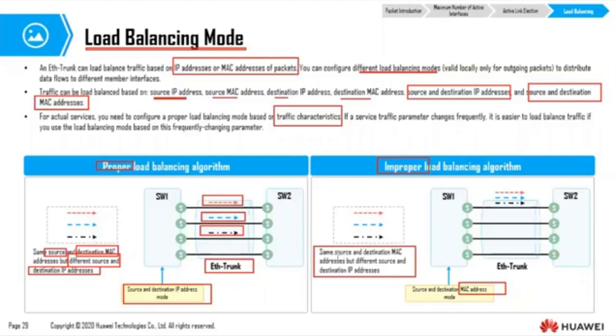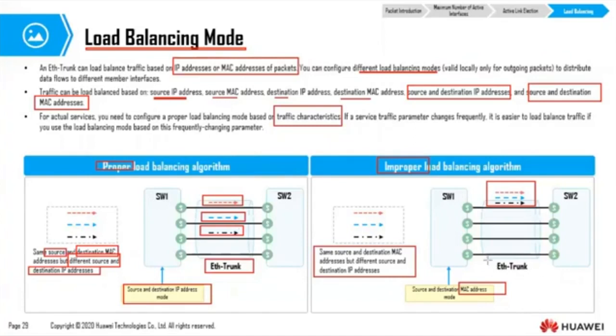It means because the source and destination MAC address are the same, we are going to send all these packets via the same physical link. Thereby, we are not going to be load balancing, because we are going to overwhelm this link while these other links remain idle. Are you getting the point? So it is important that you understand the load balancing mode and which one to configure on which particular instance.